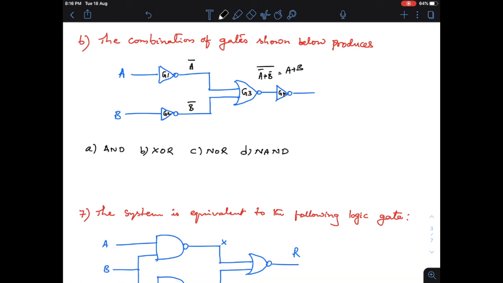Now again you have a NOT gate, so this will be A plus B bar. So again you can write this as A dot B bar, from De Morgan's law. So the option is the NAND gate. A dot B is an AND gate, A dot B bar is a NAND gate. So the answer is the NAND gate. So option D.